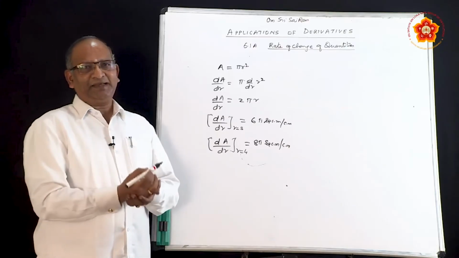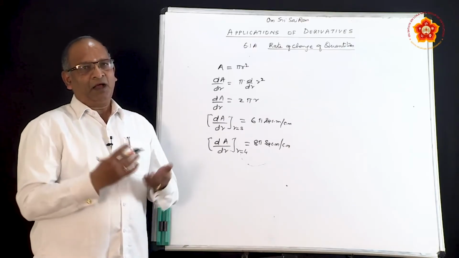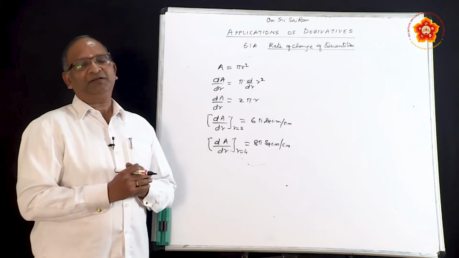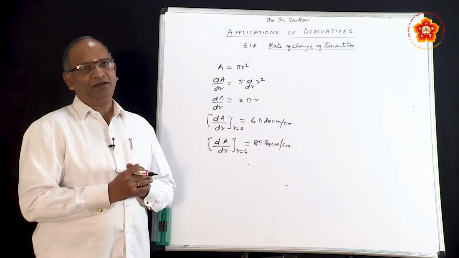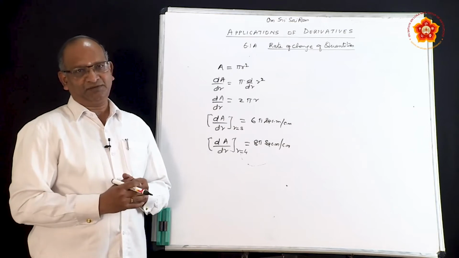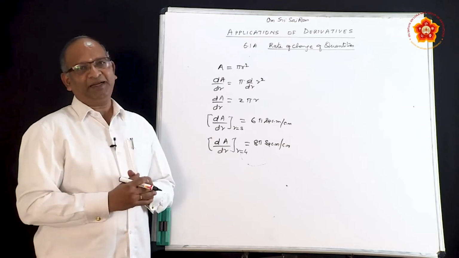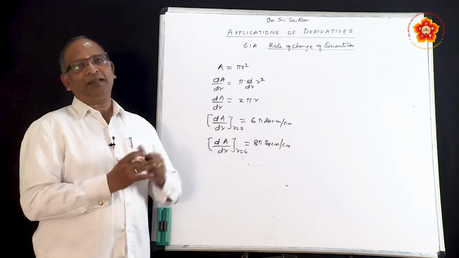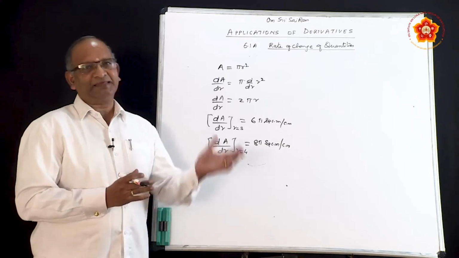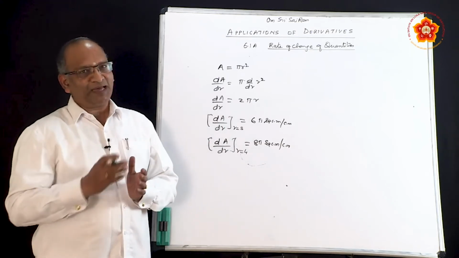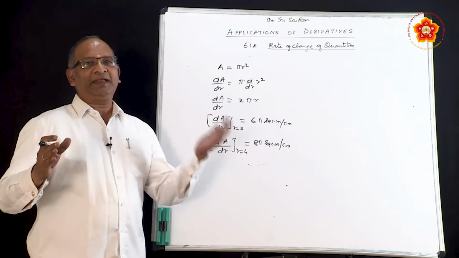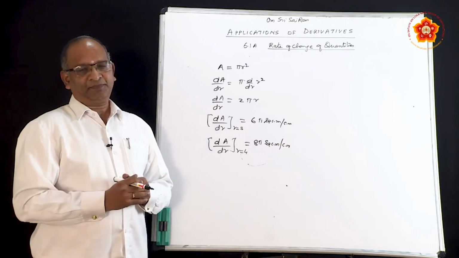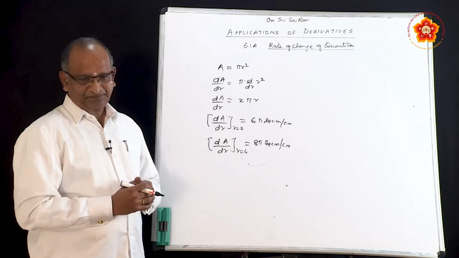So, what did we learn here? We have learned how we can measure the change in area when the radius is changed. Radius is called independent variable, area is called dependent variable because area is depending upon the radius. As you are changing radius, area is changing. We will go to the next problem.